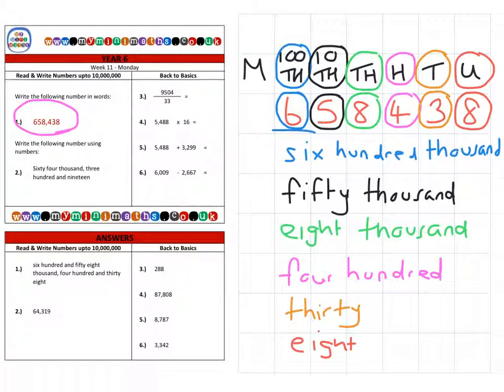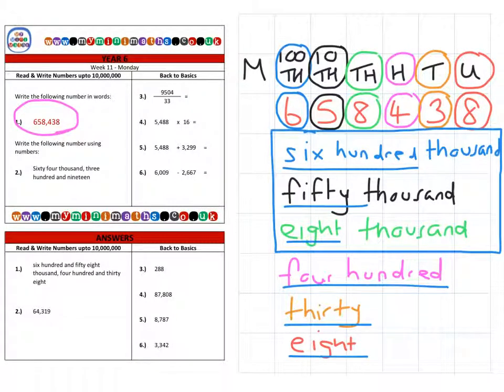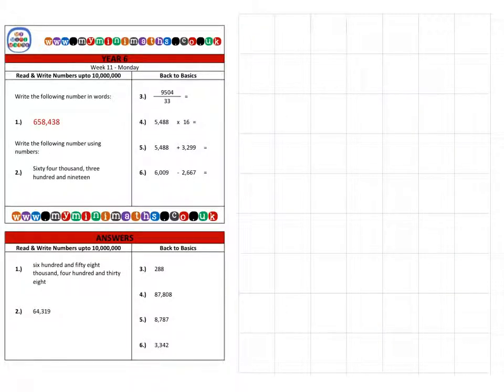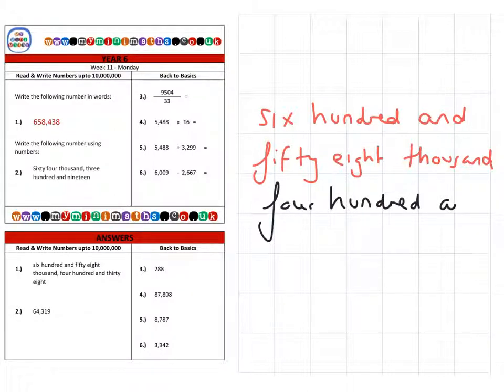And like I said before, first thing you need to do is focus on those thousands. So how many thousands do I have? Well, I have 658,000, and then I can follow on with the rest of the number, 438. So finally we can write out the full number as 658,000, and that's our family of thousands part first. And following that we have 438.